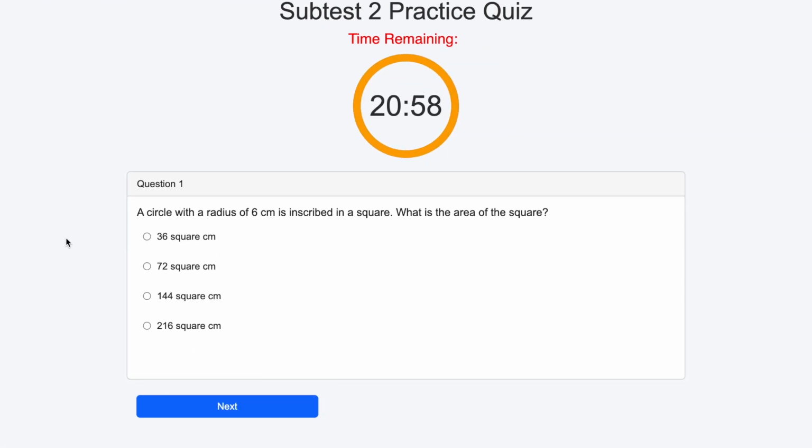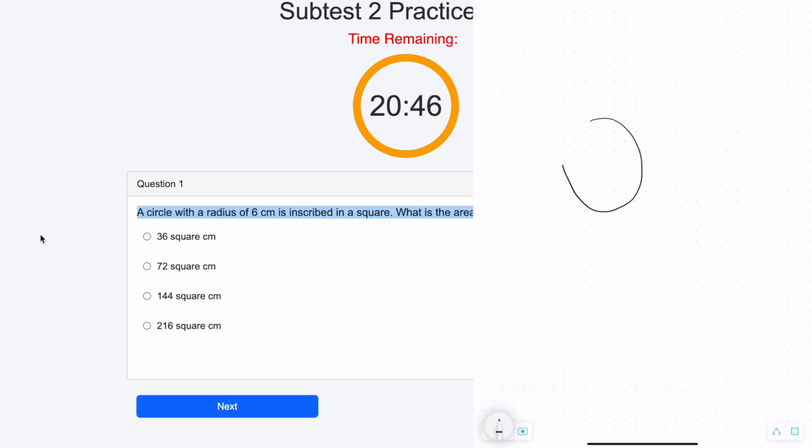All right, so the first question reads, a circle with a radius of 6 centimeters is inscribed in a square. What is the area of the square? So what I want to do is just draw this circle, and we have a radius of 6 centimeters, and it is inscribed in a square, so it'll look something like that. All right, now first and foremost, take a moment to try and complete this problem by yourself, and then when you are ready, push play to come back. I'm going to be thinking about this, and all right, let's keep going.